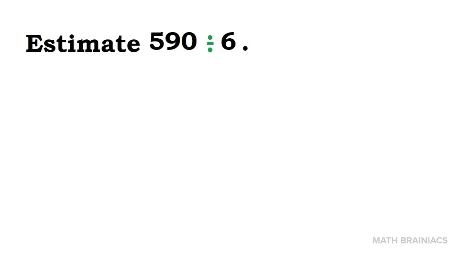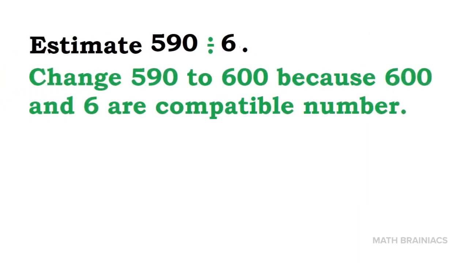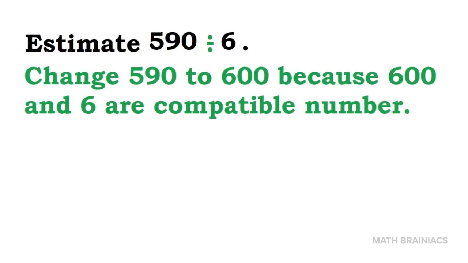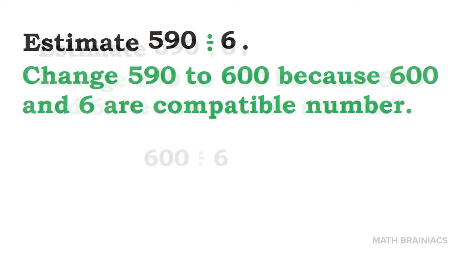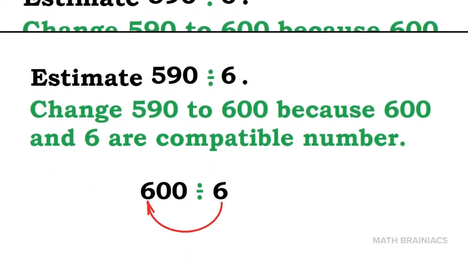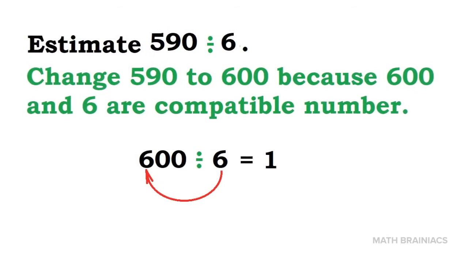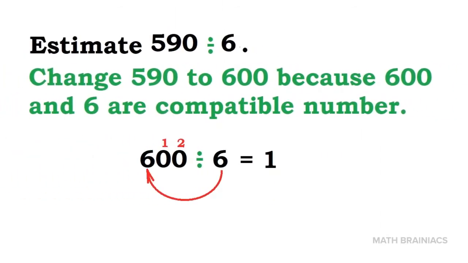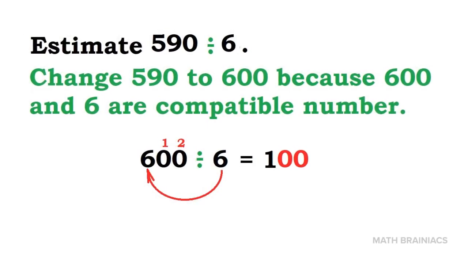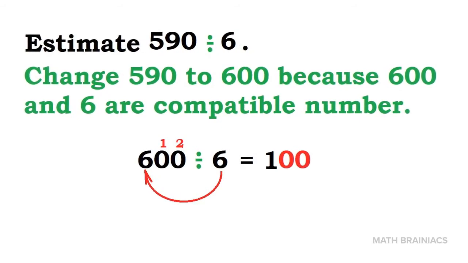Let us work on another example so that you can hit it off. Estimate 590 divided by 6. We can round off 590 to the nearest hundred, which will give us 600. And 600 and 6 are also compatible numbers. Accordingly, we can work on 600 divided by 6. How many 6s are there in 6? There is 1 6 in 6. We have 2 zeros in the dividend. Accordingly, we're going to have 2 zeros also in the quotient. Therefore, 600 divided by 6 will give us 100.